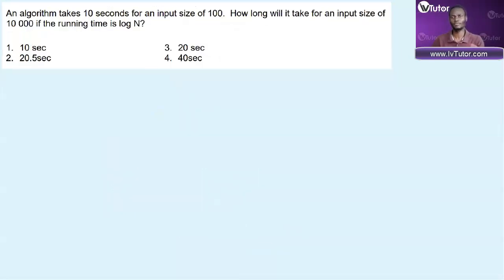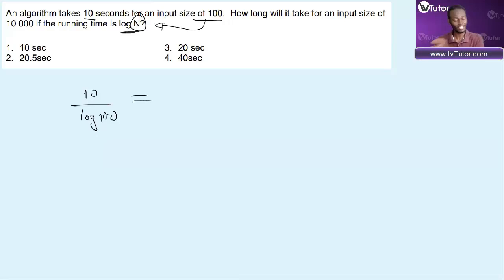All right, so let's look at another question. Here, the Big O of our question is log n, which means when we do our equation, we are going to replace n with the actual size. And let's go 10 seconds for an input size of 100, which means it's going to be 10 over log 100. What have I done? I replaced n with the actual size.